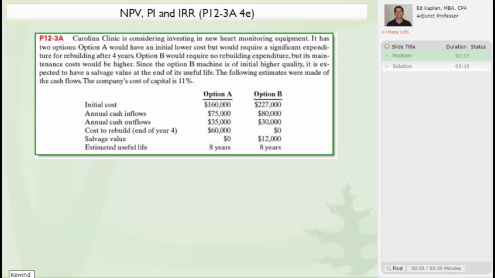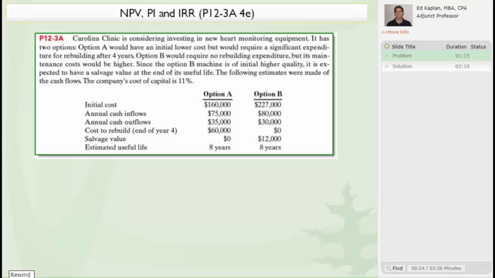Carolina Clinic is considering investing in new heart monitoring equipment. It has two options. Option A would have an initial lower cost but would require a significant expenditure for rebuilding after 4 years. Option B would require no rebuilding expenditure, but its maintenance cost would be higher.